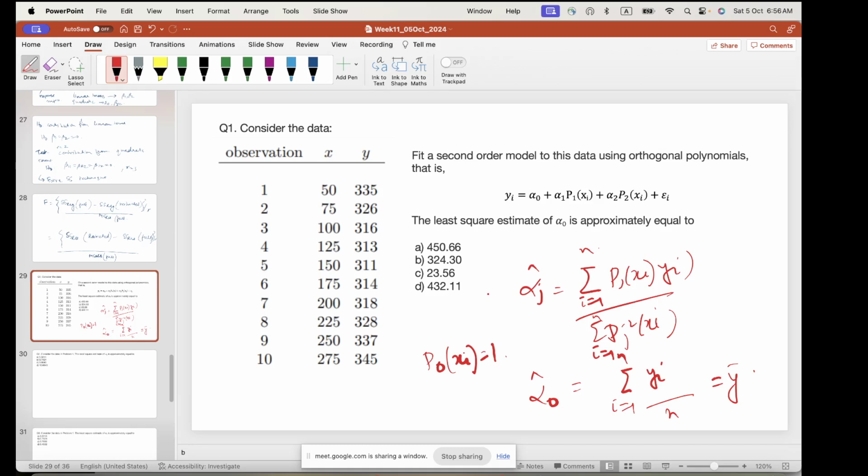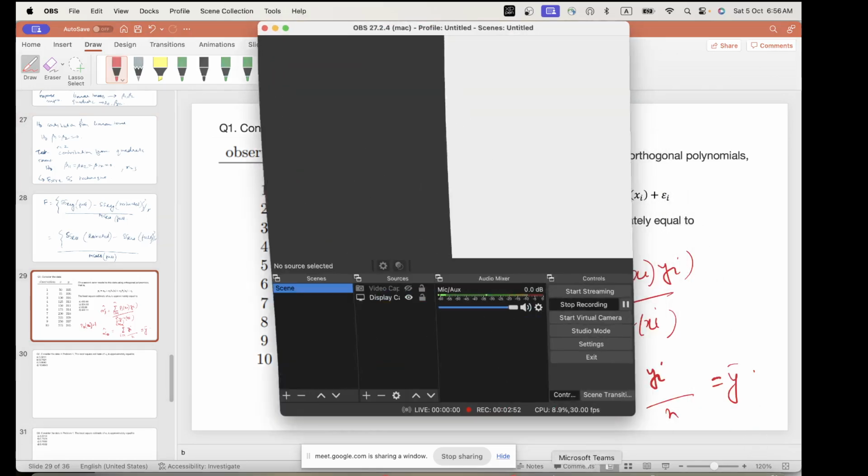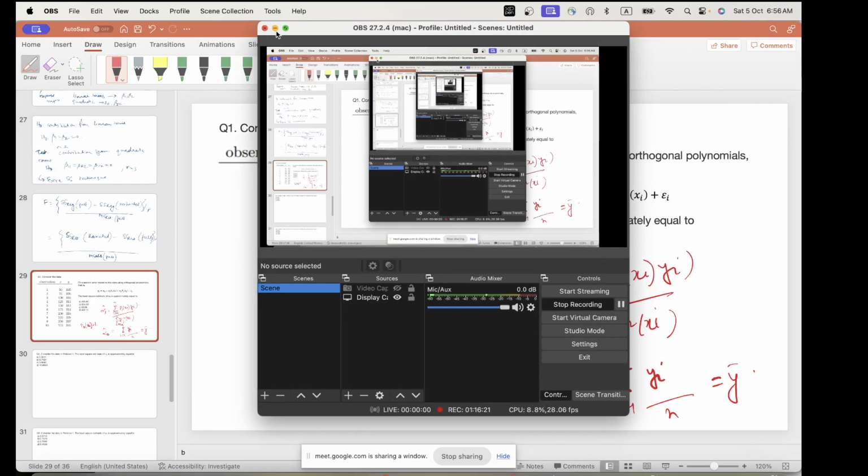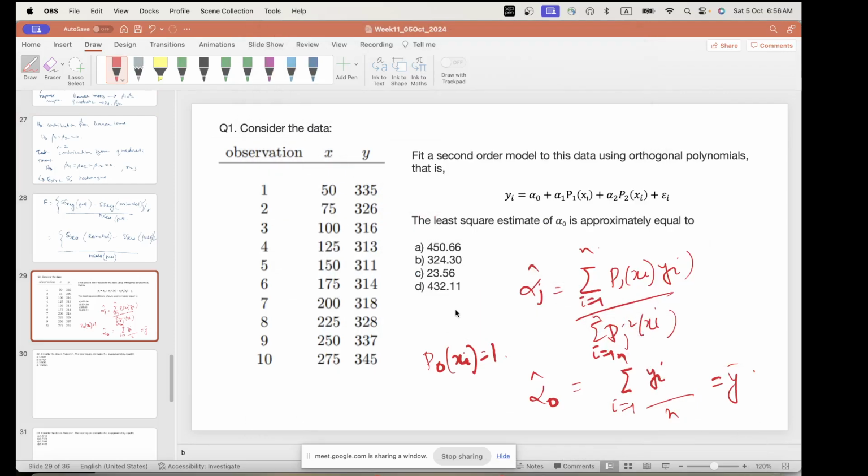We have 335 plus 326 plus 316 plus 313 plus 311 plus 314 plus 318 plus 337 plus 345 divided by 10.